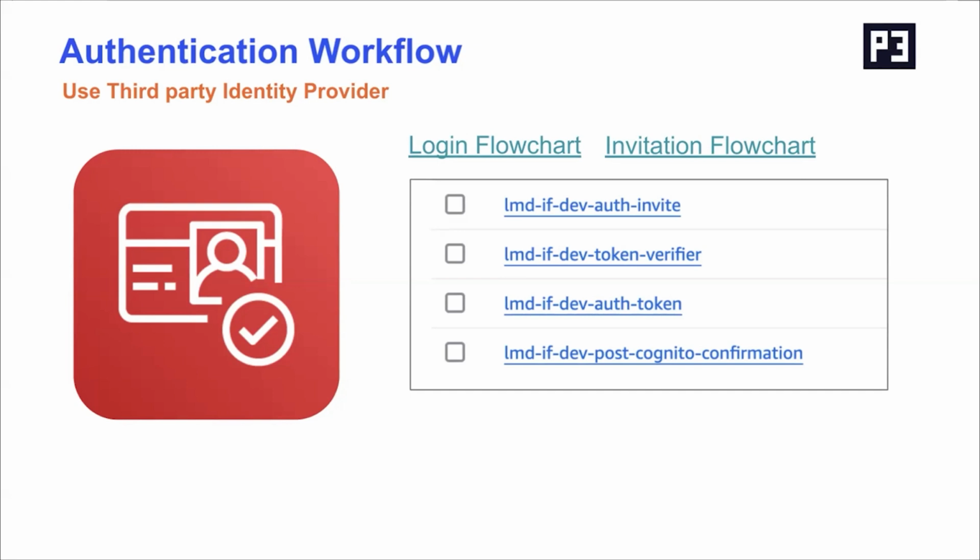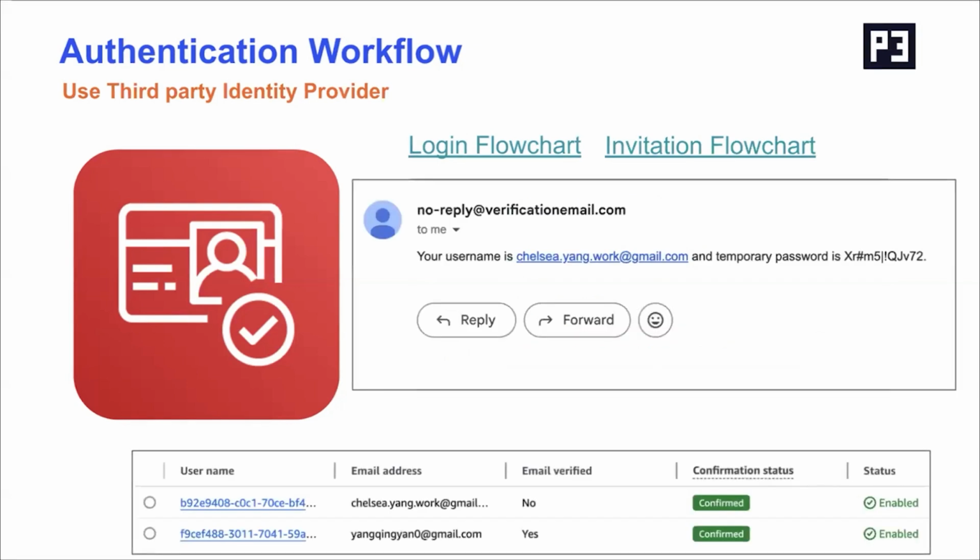Can you click once? Yes. So after user invitation, the invited user will get an email with a temporary password. And you can see the user will be created in the Cognito user pool, and we will also have that user in our backend database. Next page, please.